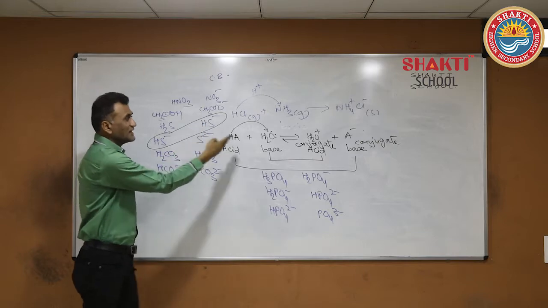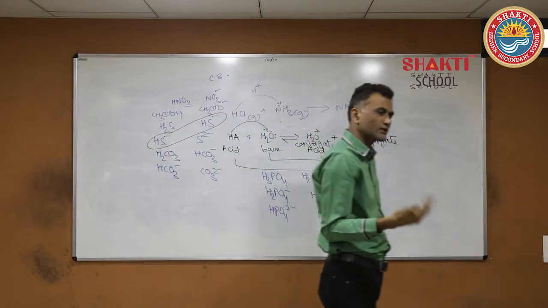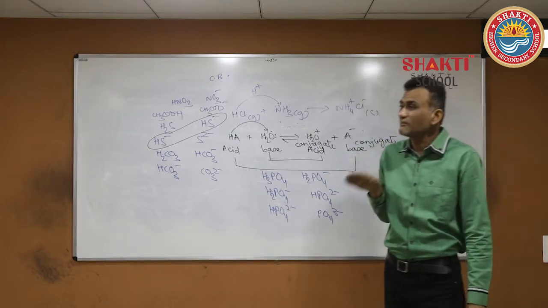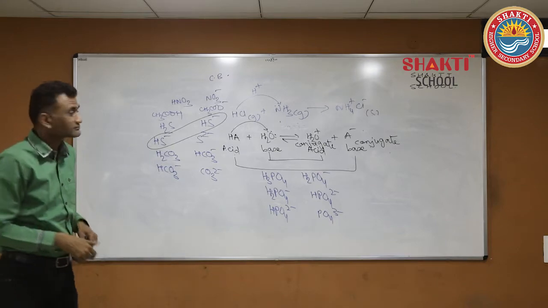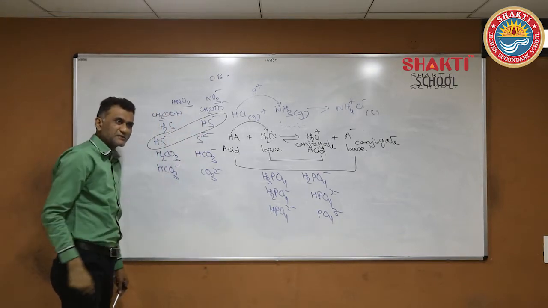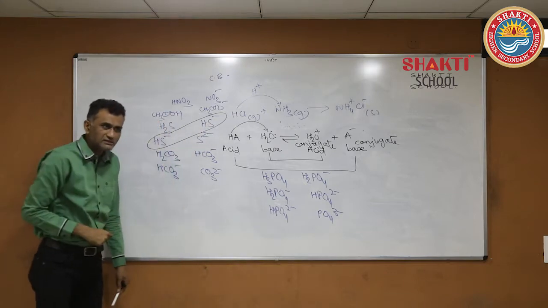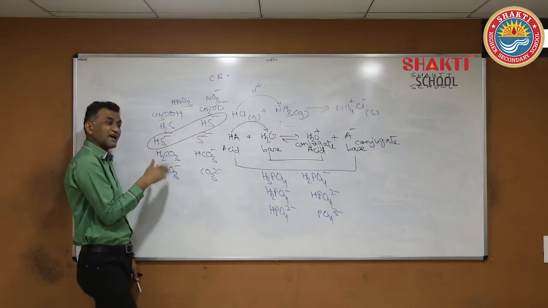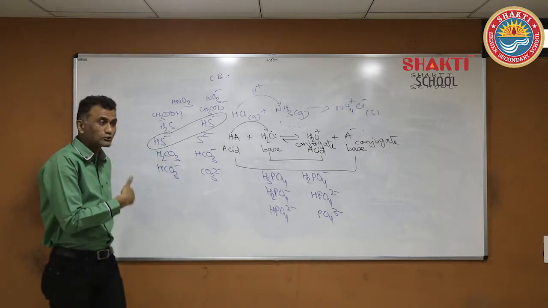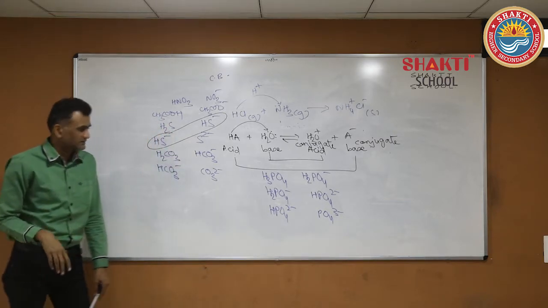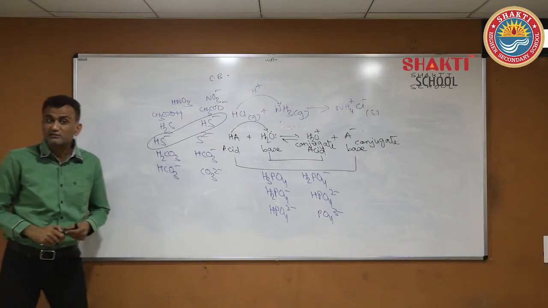HS minus, like water, is amphiprotic. Water can give H plus ion, water can accept H plus ion. Similarly, HS minus can accept H plus ion. When HS minus accepts H plus ion, it behaves as a base. It forms H2S. And when HS minus acts as an acid, it donates a proton. So when it loses a proton, we get S2 minus. Show me one more example of an amphiprotic substance.